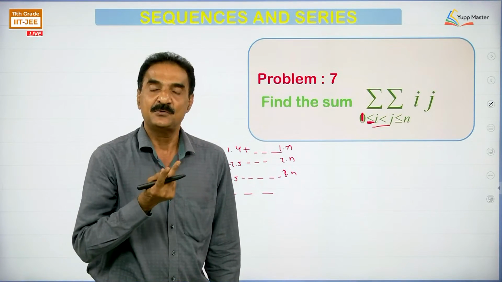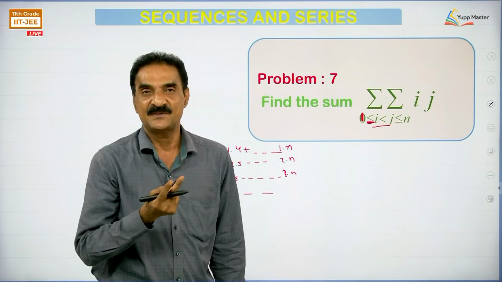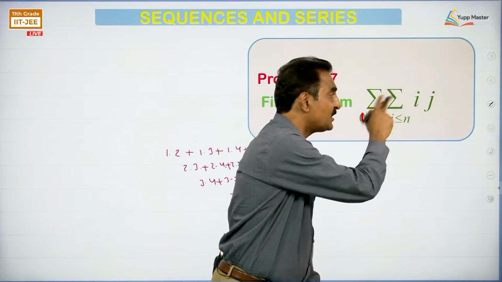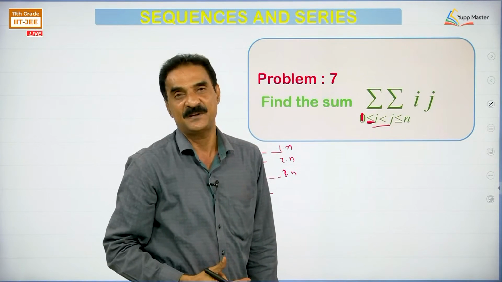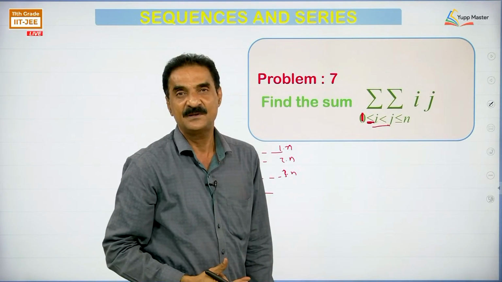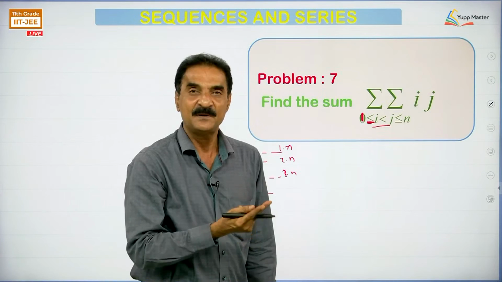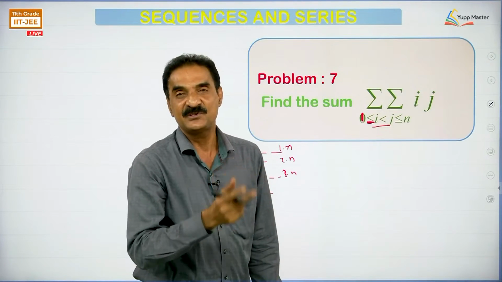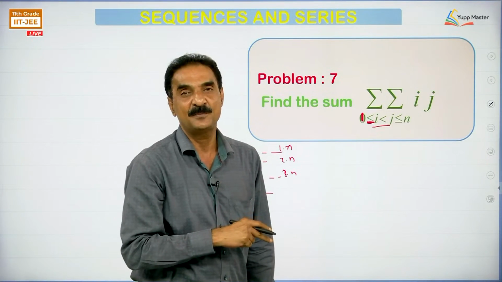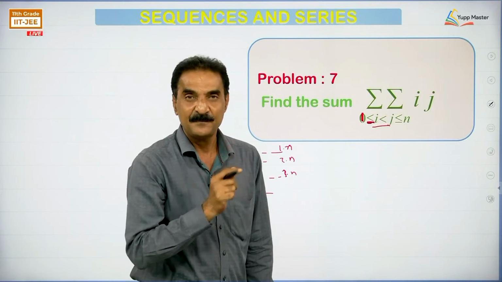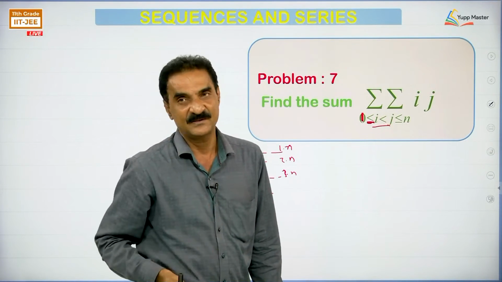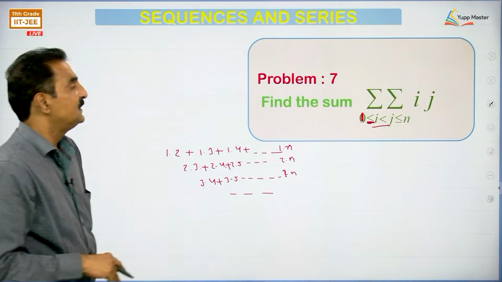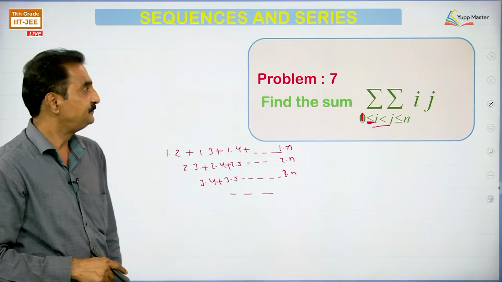Why is the condition i less than j taken? Because you have to take every product only once. If you take i into j, we cannot take j into i. That is why an order for i and j is fixed. So 2 into 3 will be there, but 3 into 2 won't be there. 3 into 7 will be there, 7 into 3 will not be there. That is why if the order of i and j is fixed, that means every product is taken only once. Alright. Let us proceed to the next question.